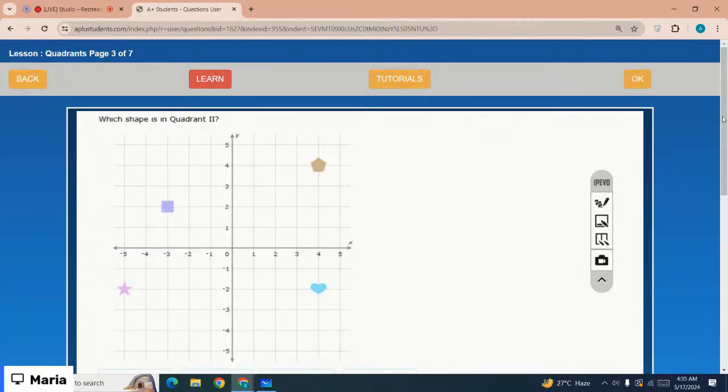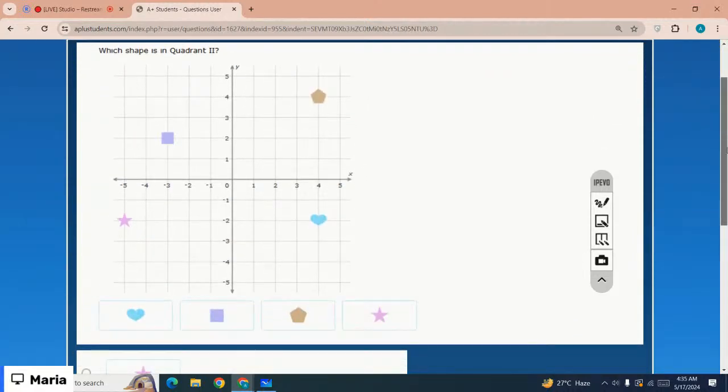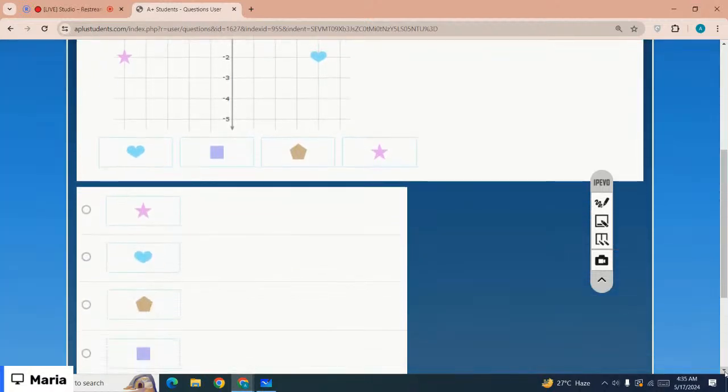Which shape is in quadrant 2? Which is the correct option? This is quadrant 1. This is quadrant 2. So, square is in quadrant 2. The correct option is the square.